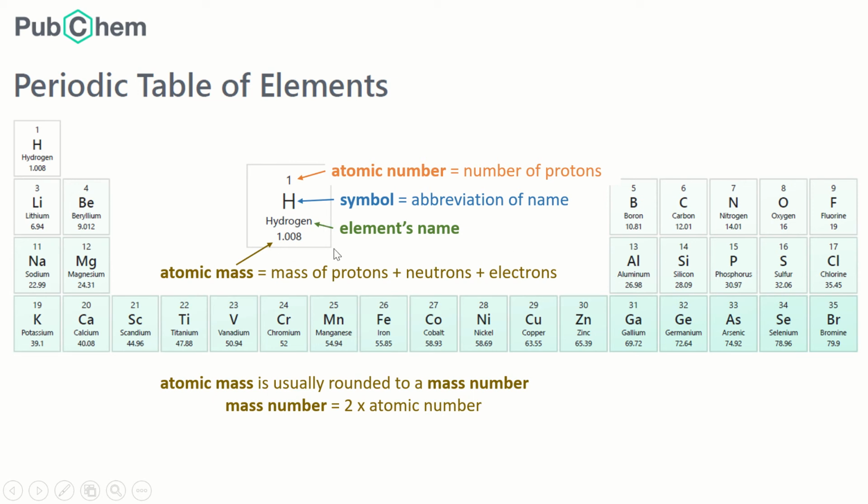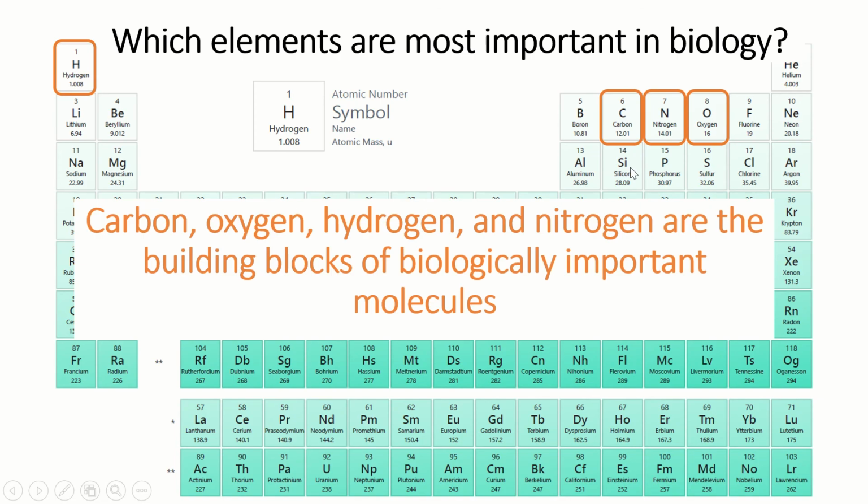Then we have the full name and then the atomic mass, which is the mass of the protons, the neutrons, and the electrons, which is usually double the number of protons, but not always. Too complex for us. Take physics if you want to understand that. All right, the most important elements for biology are carbon, hydrogen, nitrogen, and oxygen. Just those four, those are the big ones that you need to know. Notice that they're all really simple elements with very few protons. That's going to be kind of helpful.